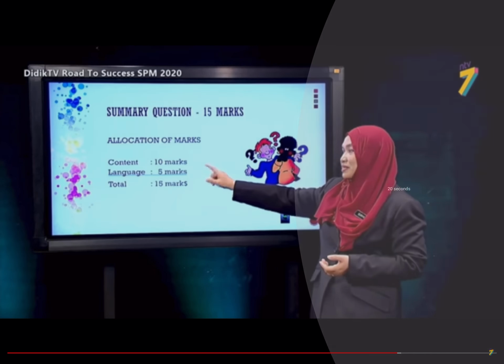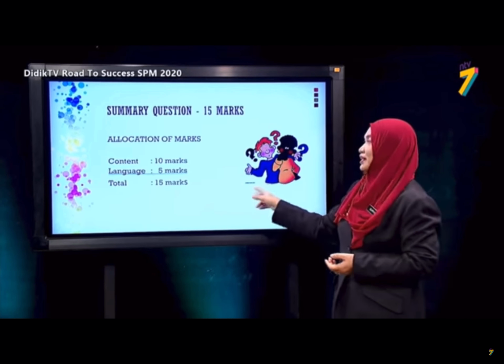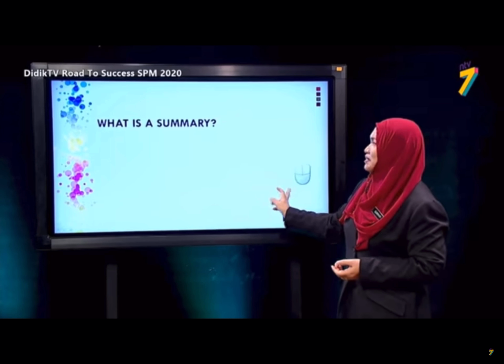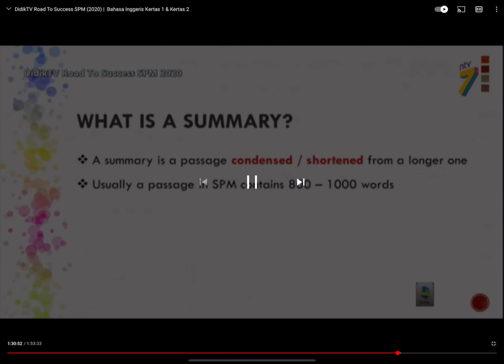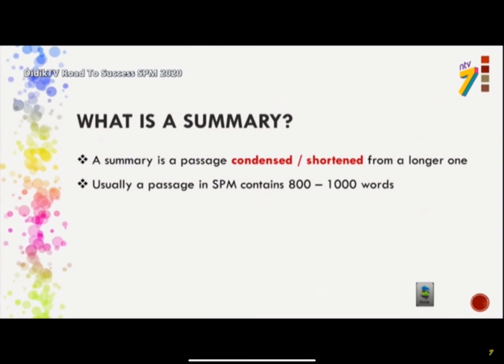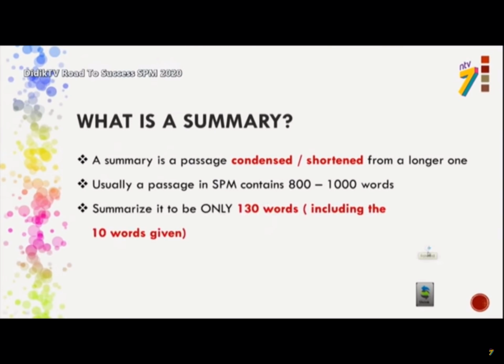Content 10 marks, language 5 marks, so the total is 15 marks. Okay, what is the summary actually? It is a shortened version of the long text. You have read 800 to 1,000 words of passage, and you have to shorten it to only 130 words in one paragraph. So that's what a summary means.